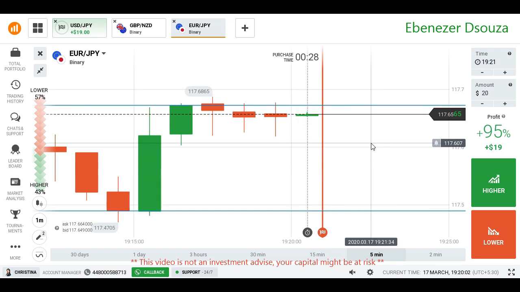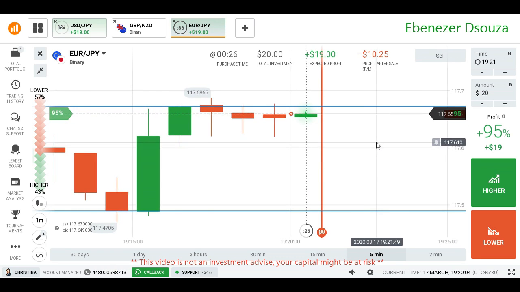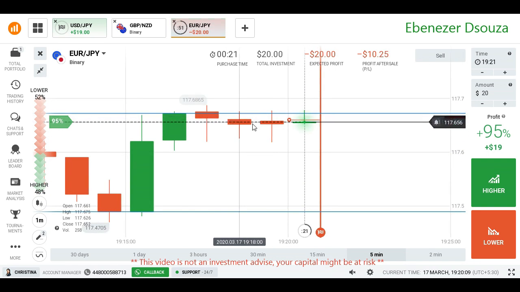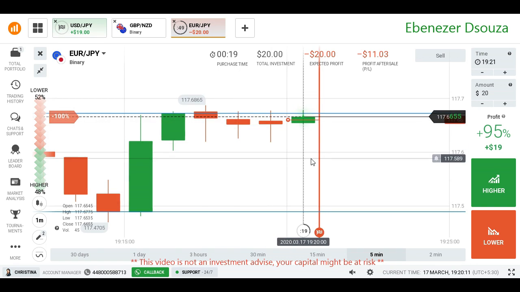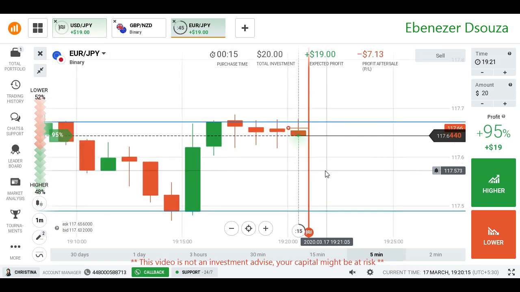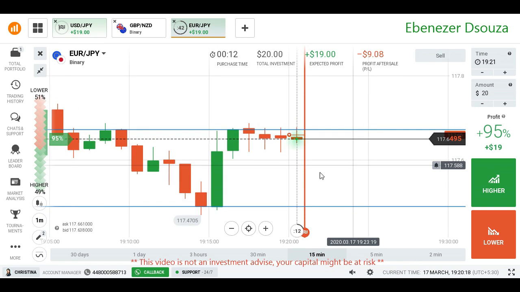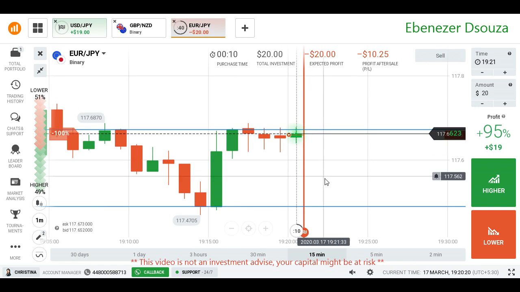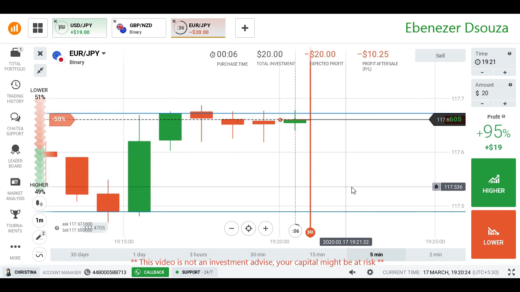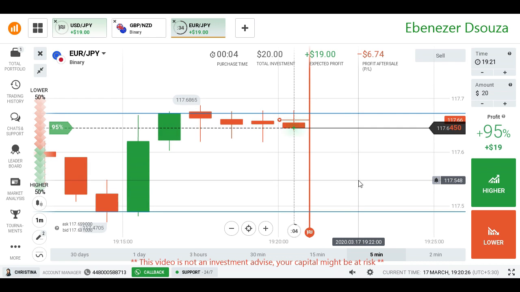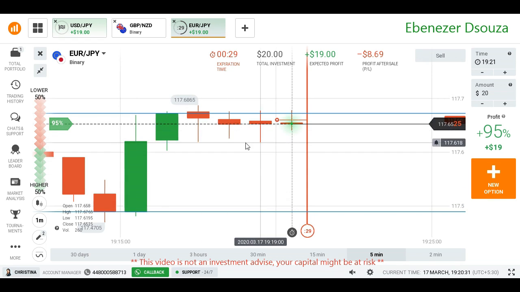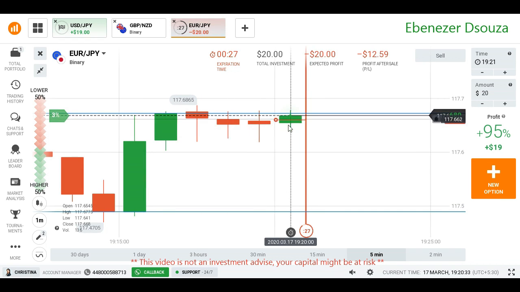Okay, I'm going to place a lower option. Okay, I placed a lower option because of these bearish candles, continuous bearish candles. We can expect again a bearish candle here as well. That's why I placed a lower option, because of this buying pressure. Again, we can expect the same selling pressure here as well. Okay, let's see what happens here. Okay, if you see this type of situation, you can expect a bearish candle here also.